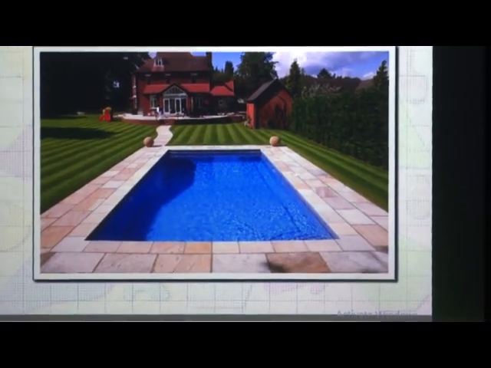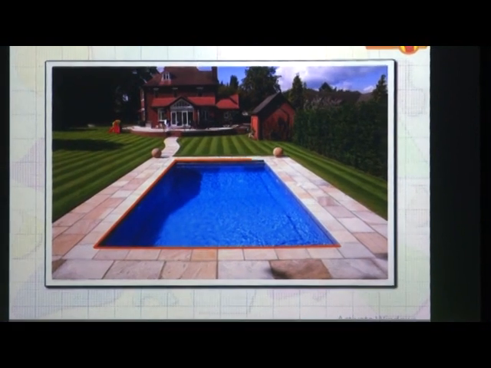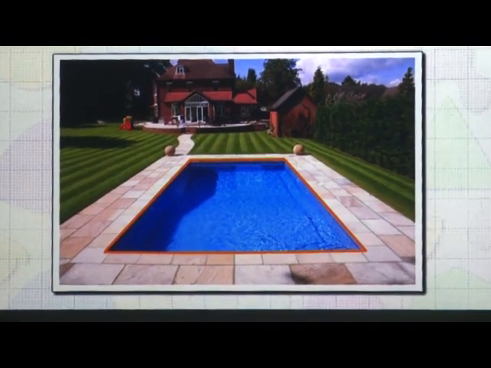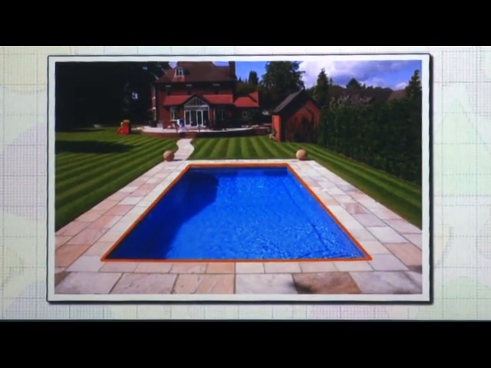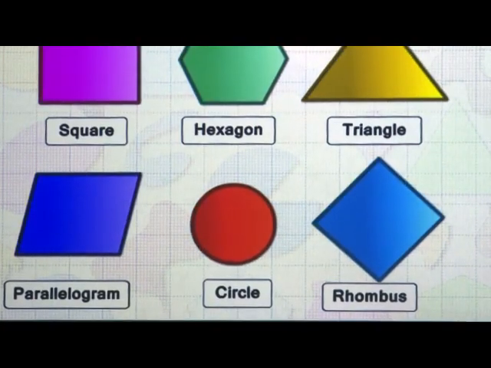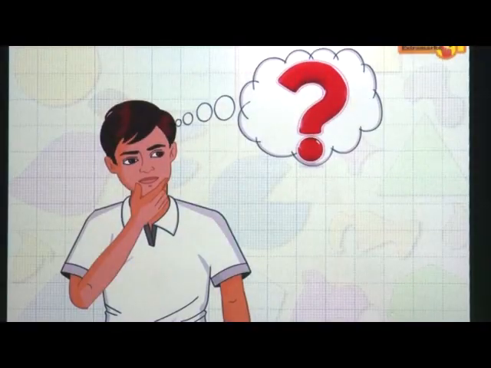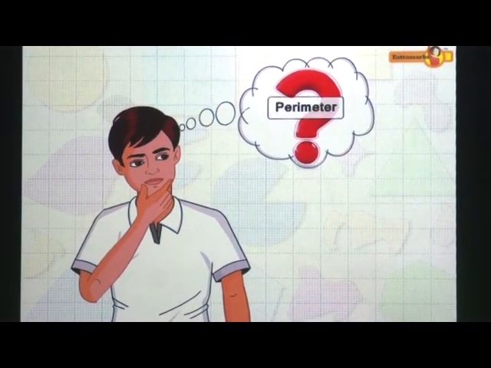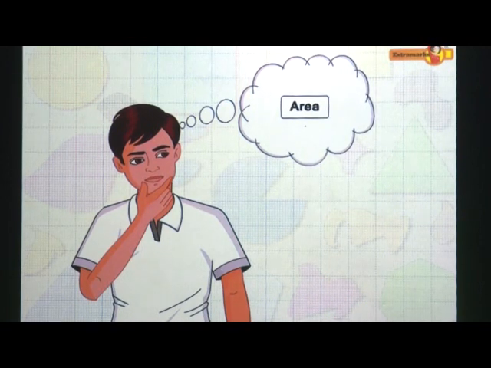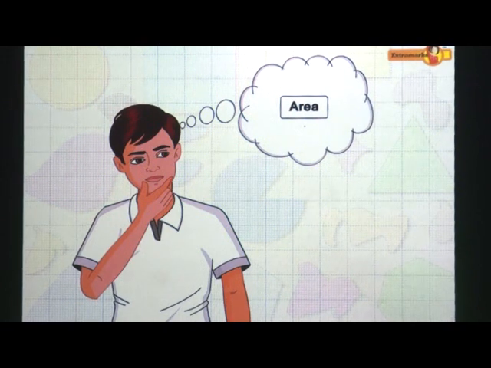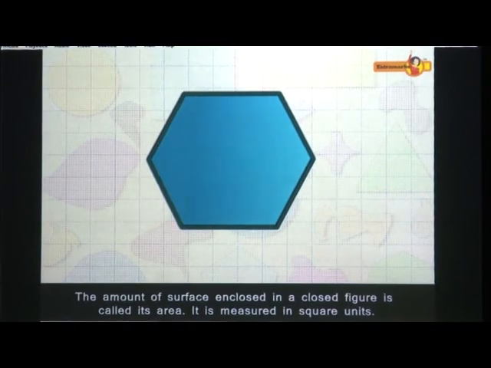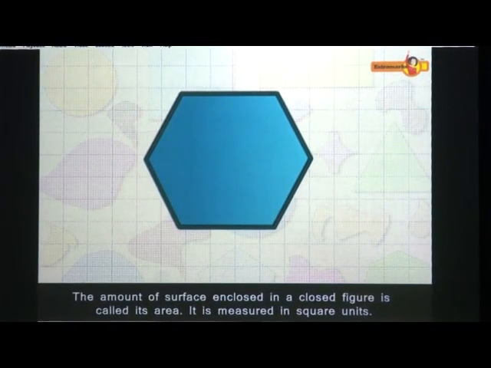Look at this swimming pool. Its outer boundary is the perimeter of this pool. The perimeter of this pool is the total length of all its sides. Perimeter refers to the distance around a closed figure. Sometimes we get confused with the words perimeter and area, but they are quite different. The amount of surface enclosed in a closed figure is called its area. It is measured in square units.